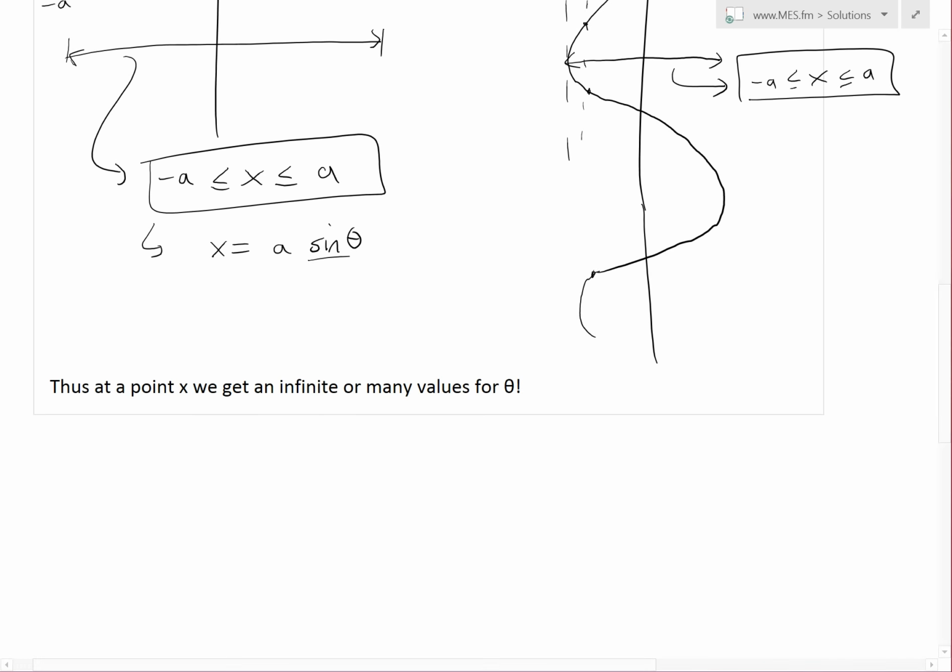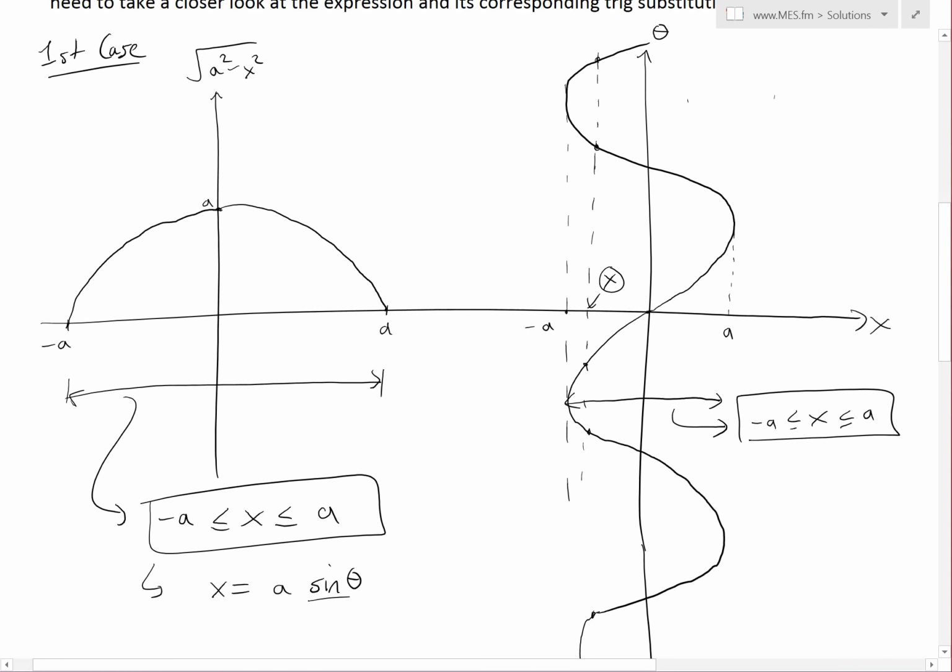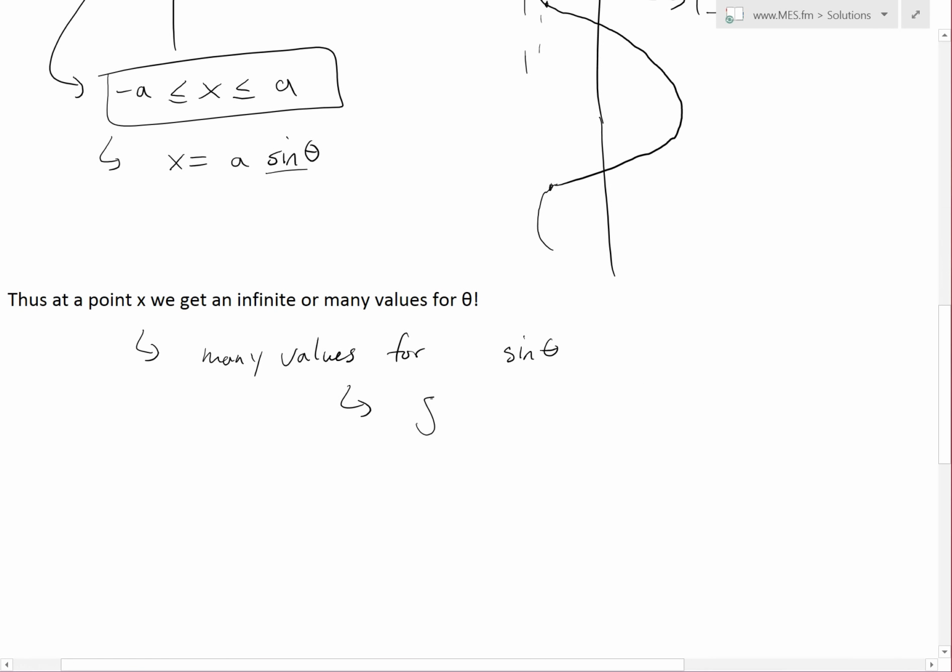I've written it down right here. Thus, at a point x, we get an infinite, or basically many, values for theta, which we don't want, because when we have many values of theta, we have many values for sine theta, and also for this function right here, which is square root of a squared minus a sine theta all squared. So we get many values here.